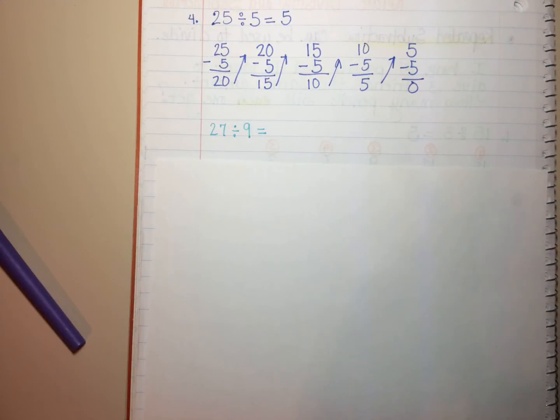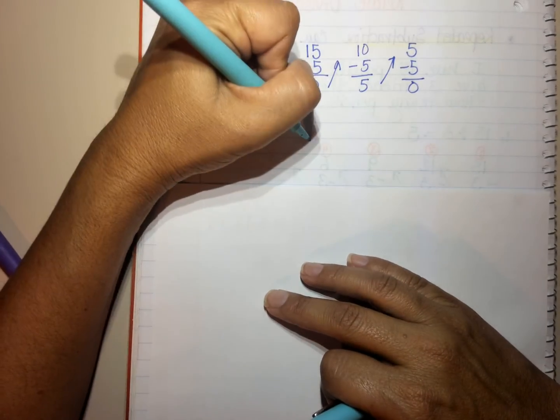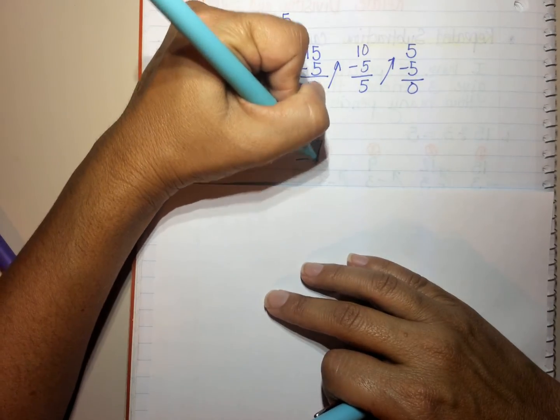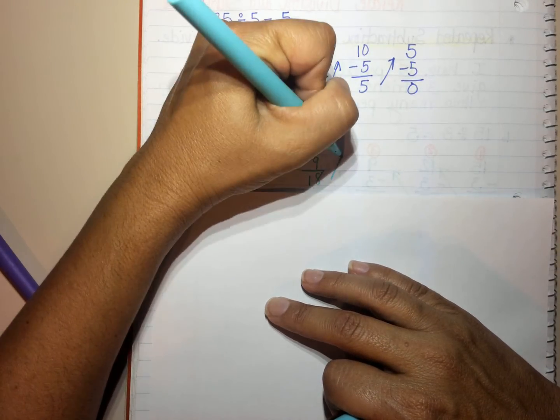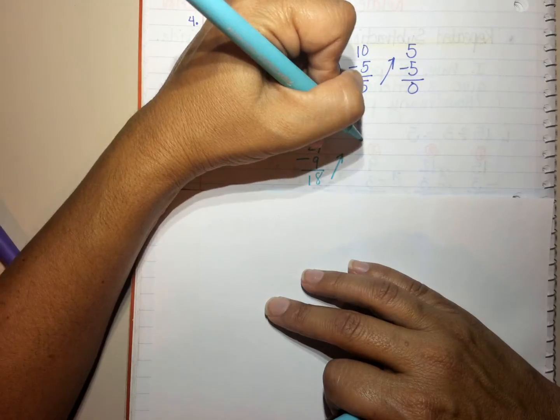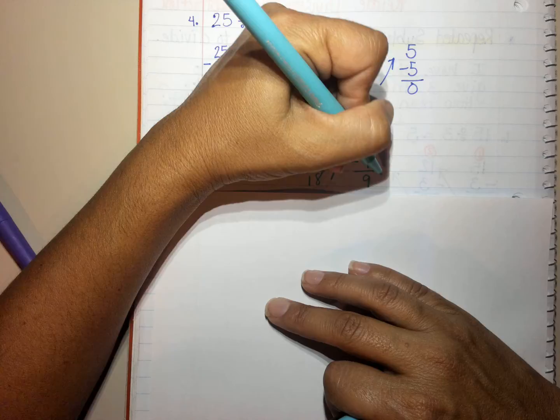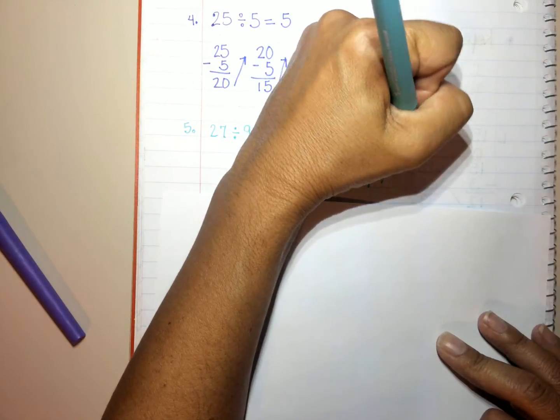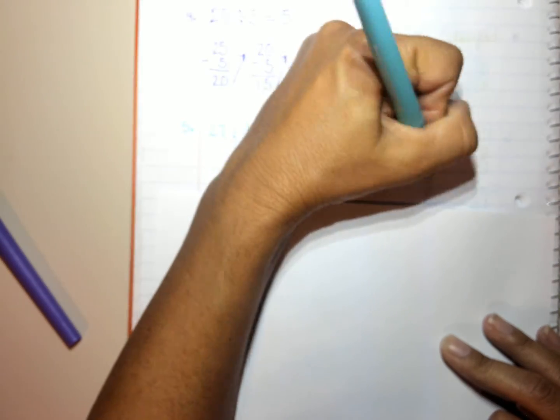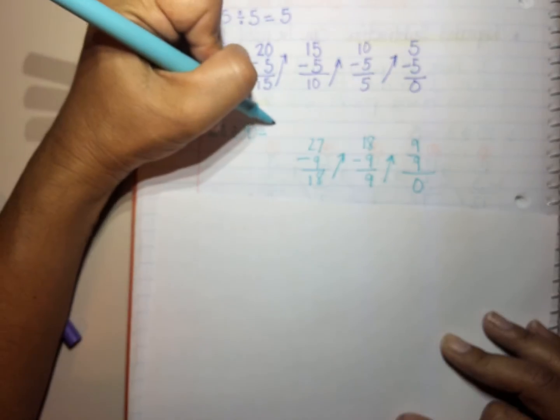Moving on to your 5th example. 27 minus 9 equals 18. Then 18 minus 9 equals 9. And 9 minus 9 equals 0. We did this 3 times. There's your quotient.